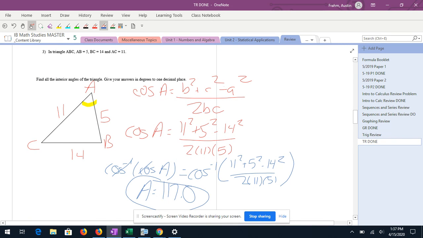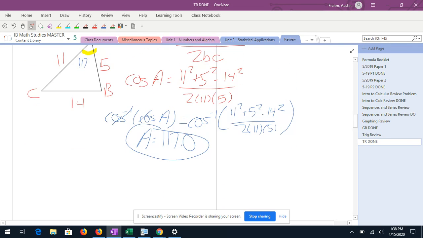So that's angle A. Now that we know angle A, we can use the law of sines to figure out B and C. You could use law of cosines again, but I think law of sines is a little bit quicker. So that's what I'm going to use. So if I wanted to do, let's say, B first, just label it as x this time around.